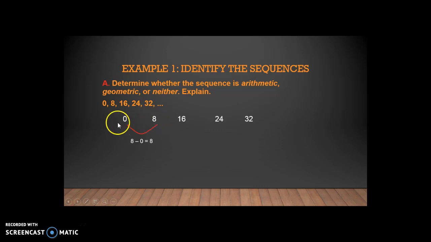So it looks like this. 8 minus 0 is 8. 16 minus 8 is 8.